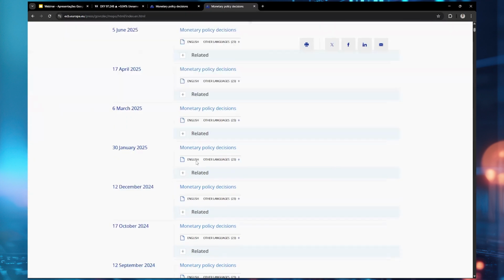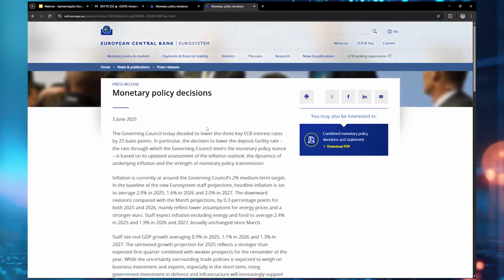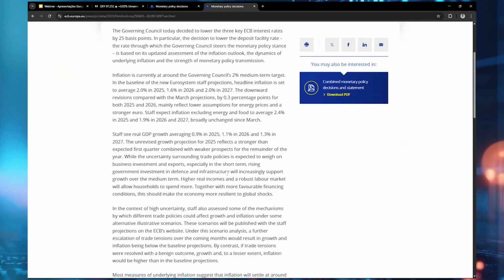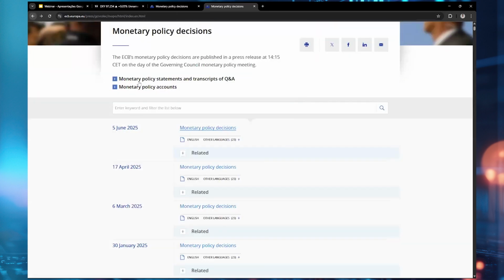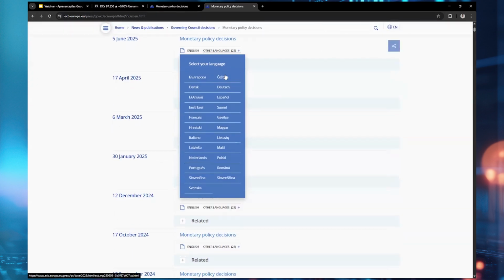And then today, as soon as the ECB gets the statement out, we will get the release of that. So it's going to be 24th July 2025, and then you have the monetary policy decision. If you click on the monetary policy decision, you're going to get the report. The nice thing about the ECB is that they have English and 23 plus languages.